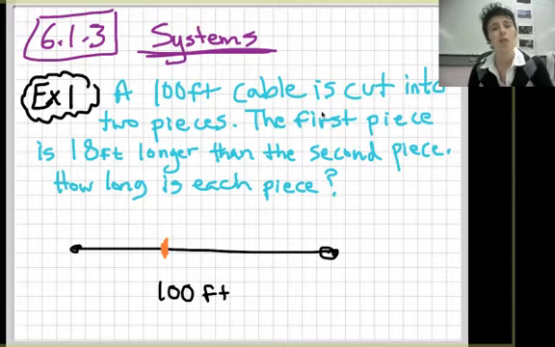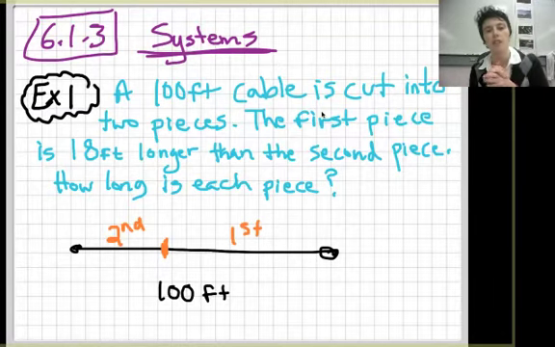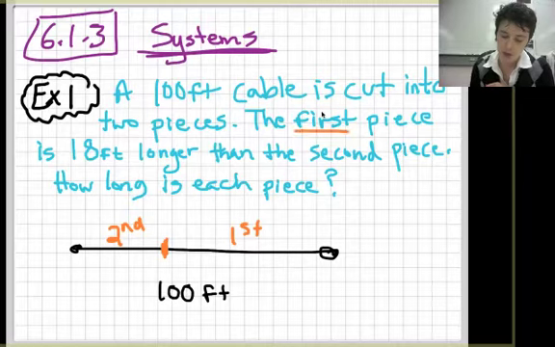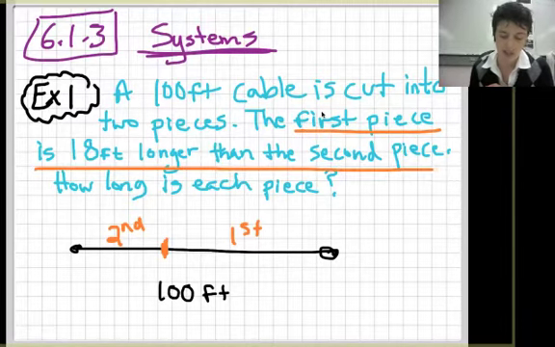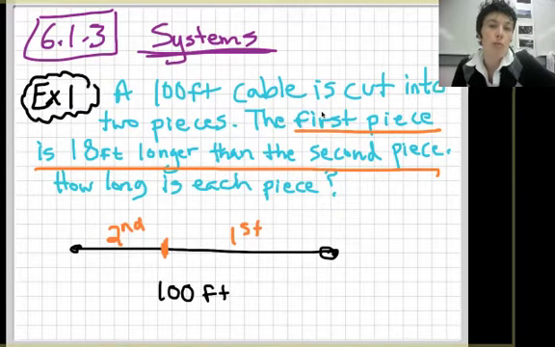Well, now you have 2 pieces of cable. The first piece is 18 feet longer than the second piece. So here's the first piece, here's the second piece. Together they make 100 feet. We want to figure out how long is each piece if the first piece is 18 feet longer than the second piece. So one really good strategy to this word problem might be just to guess and check.